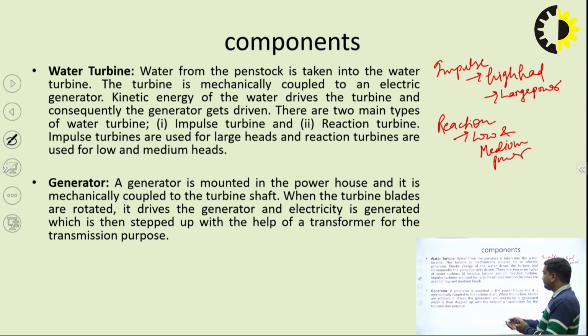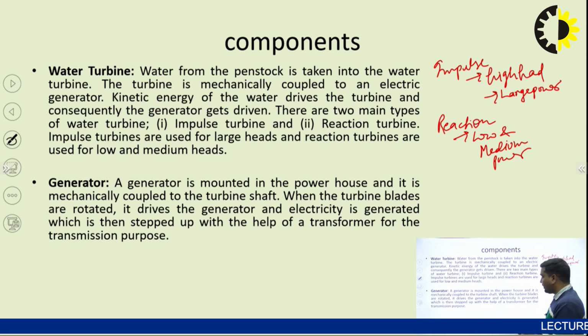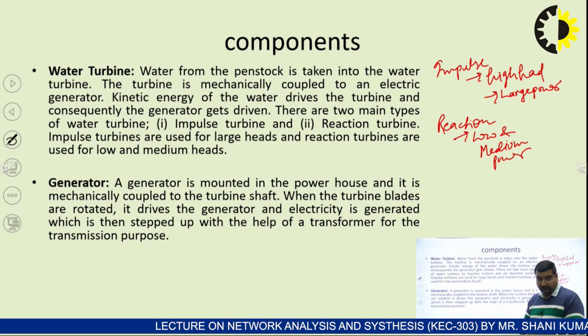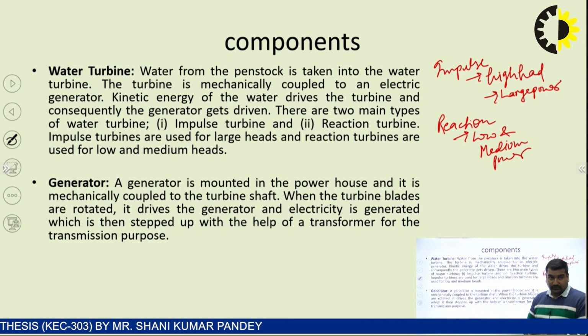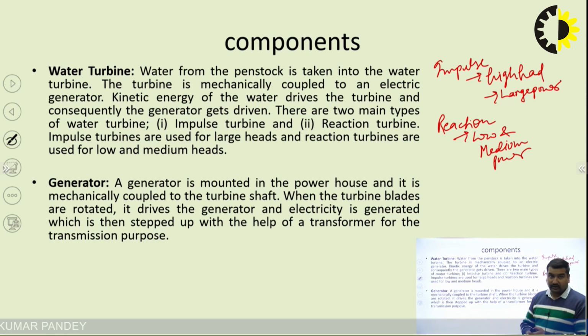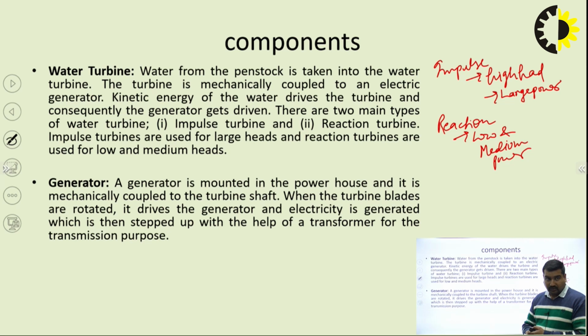Then here it is the generator. A generator is mounted in the powerhouse and it is mechanically coupled to the turbine shaft. When the turbine blades rotate, they drive the generator and electricity is generated. After the generation of electricity, we can step up the voltage with the help of a power transformer, and we transmit it for consumption.